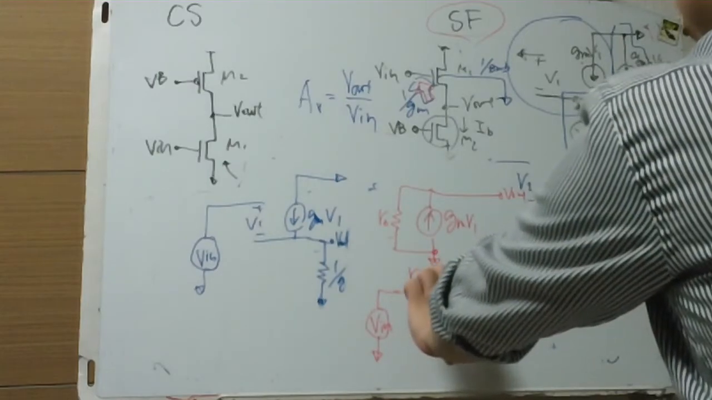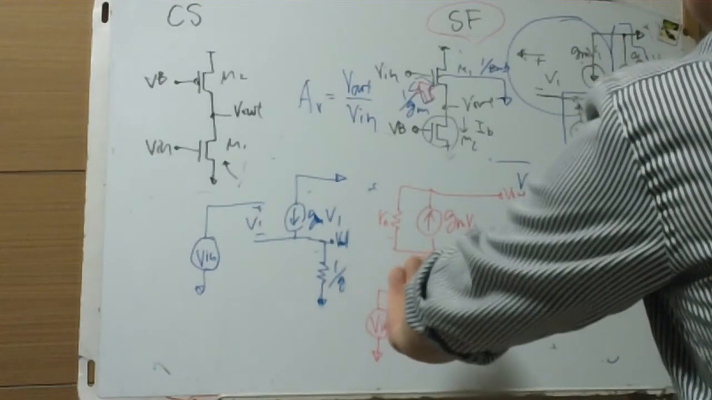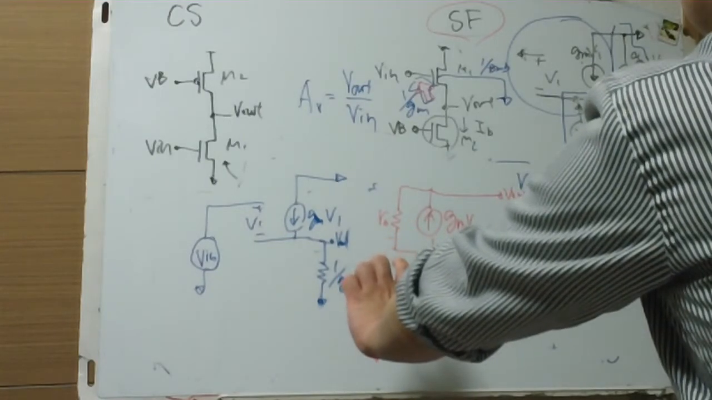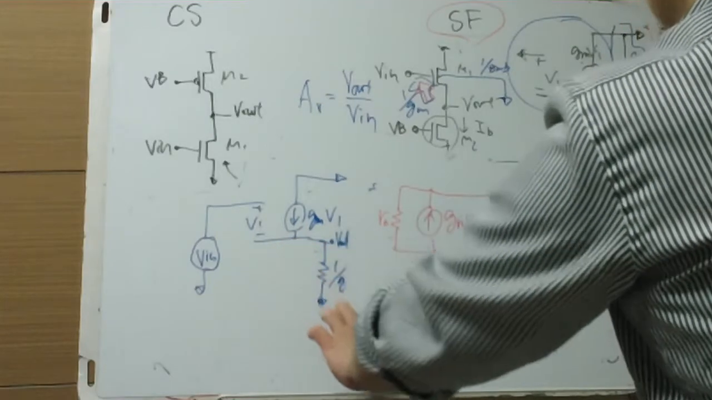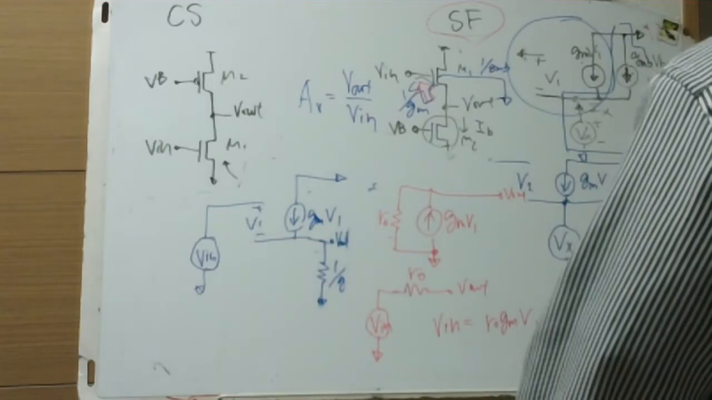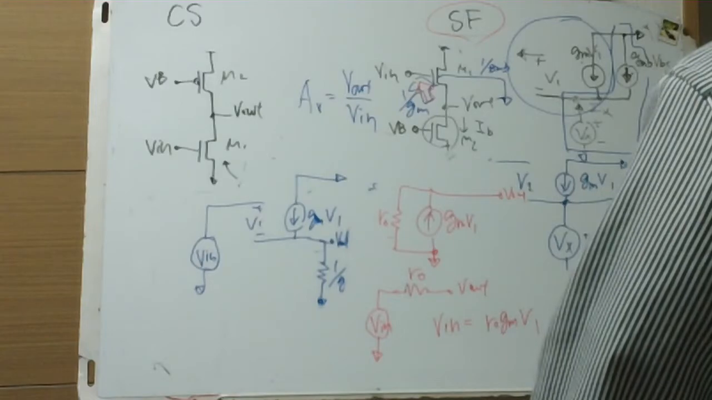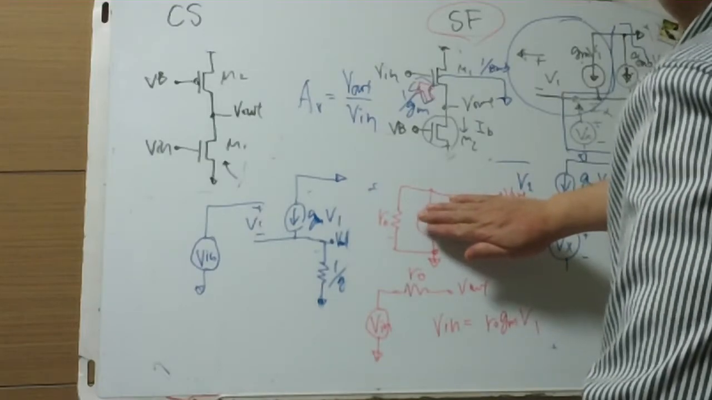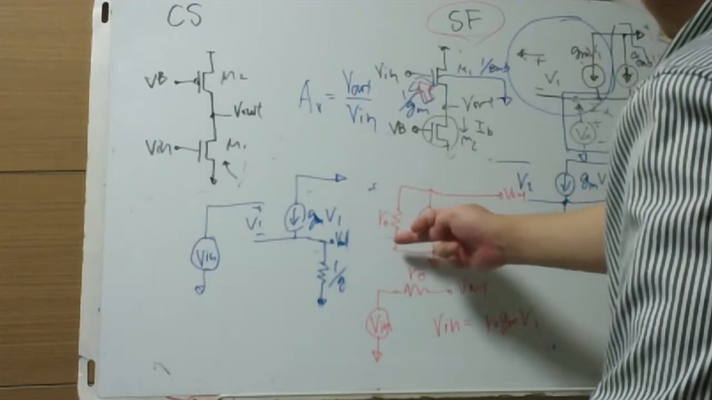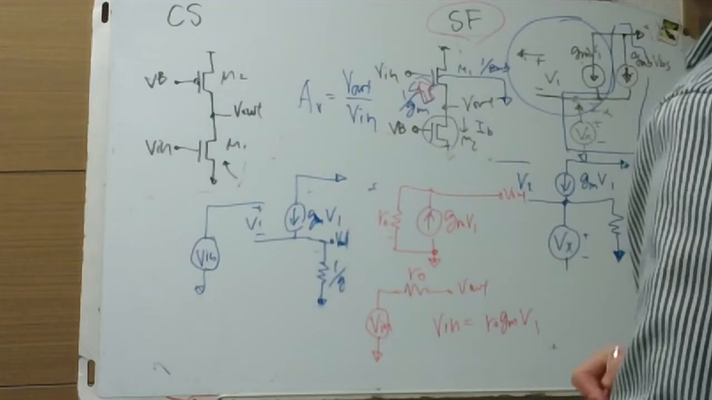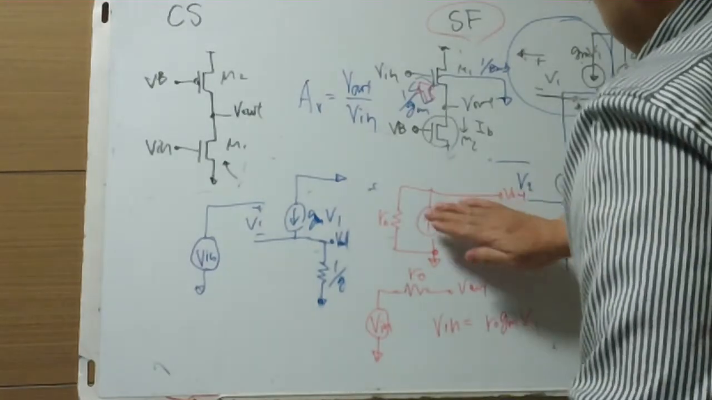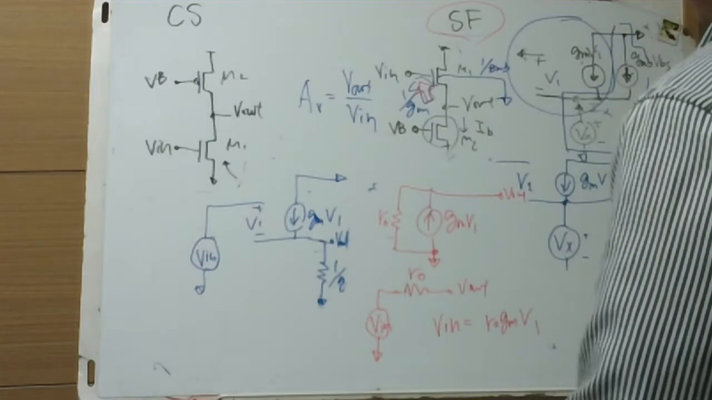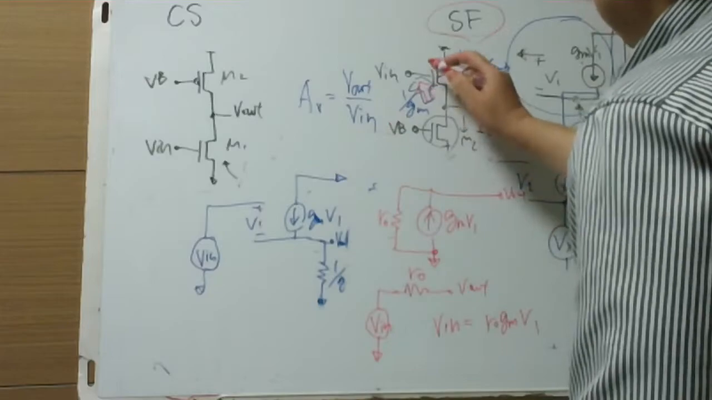This open voltage equals V equals what voltage? Rejecting this one, looking into from the V out equal RO, and looking to rejecting this resistance, looking into the source, V out equal 1 over GM.